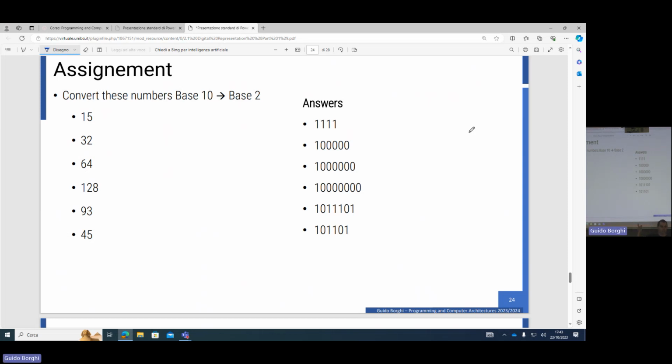The other way is to say, okay, 15 is the maximum value that we can express with 4 different bits. So if it is the maximum value, we can write 1, 1, 1, 1. That's all.